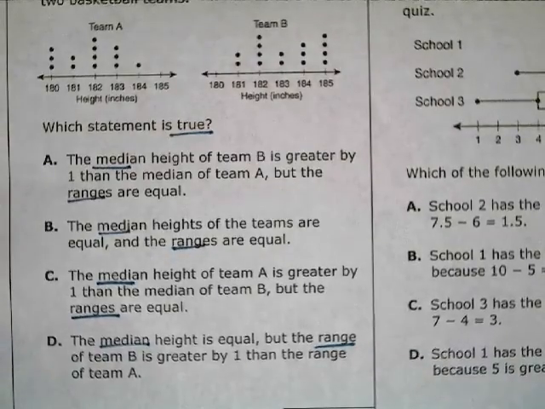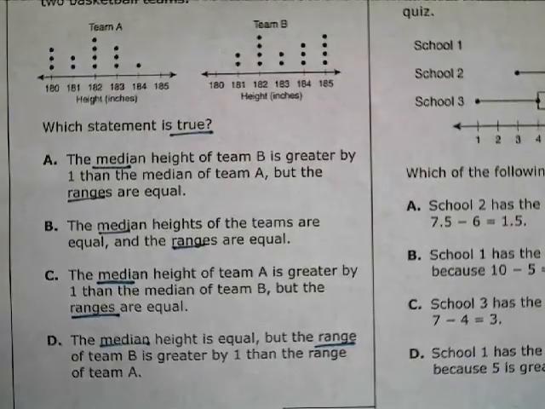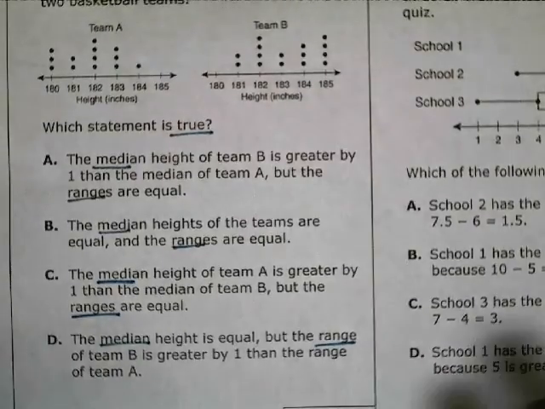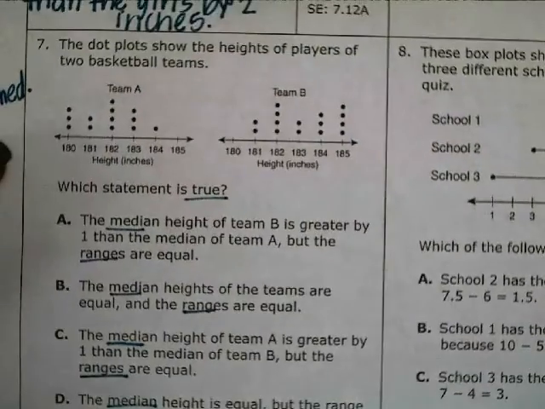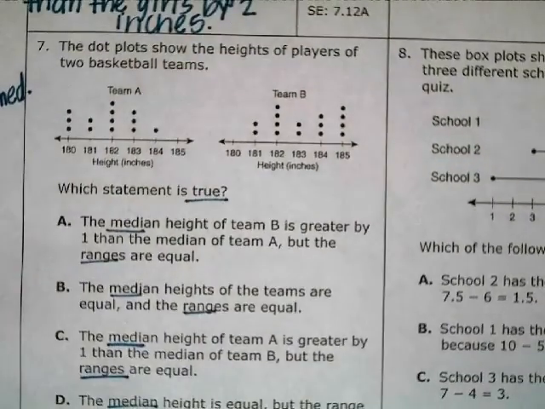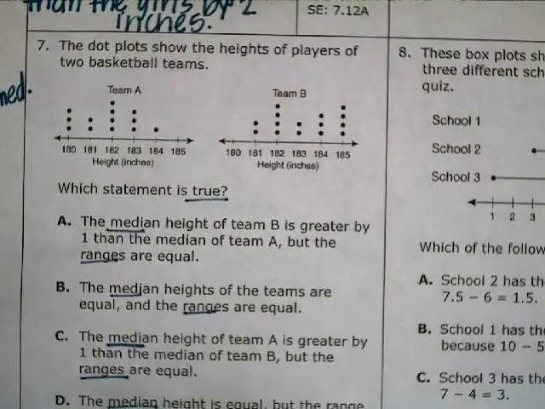So by looking at my answer choices, I can determine what I'm looking for. I'm looking for range, and I'm looking for my medians. That's what I'm going to do first. Let's look at Team A. To find a median is the middle number in the data set. I'm going to cross out a dot, one from the front, one from the back, until I get a center.